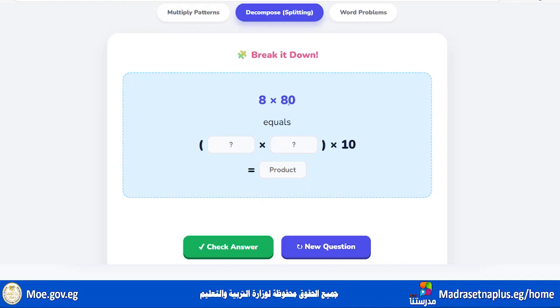Split 80 into 8 and 10. So 8 times 8 times 10. 8 times 8 is 64. 64 times 10 means 64 tens. It will be 640. Check. When you see the green color, that means all your answers are right. 9 times 80 in the same way. 9 times 8 will be 72. 72 times 10 will be 72 tens. That means 720.